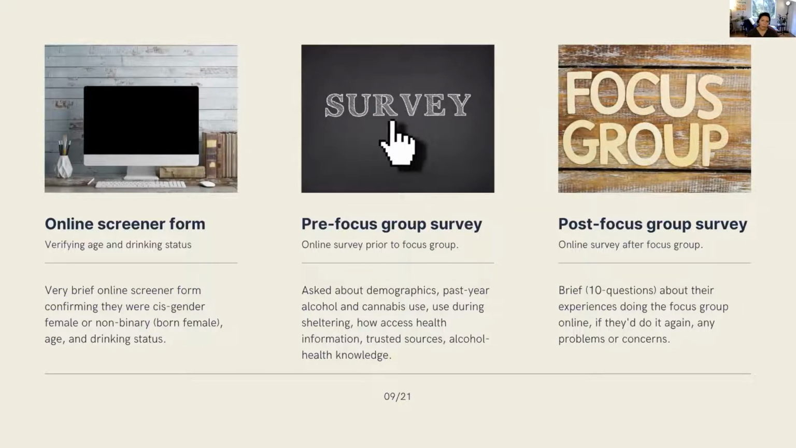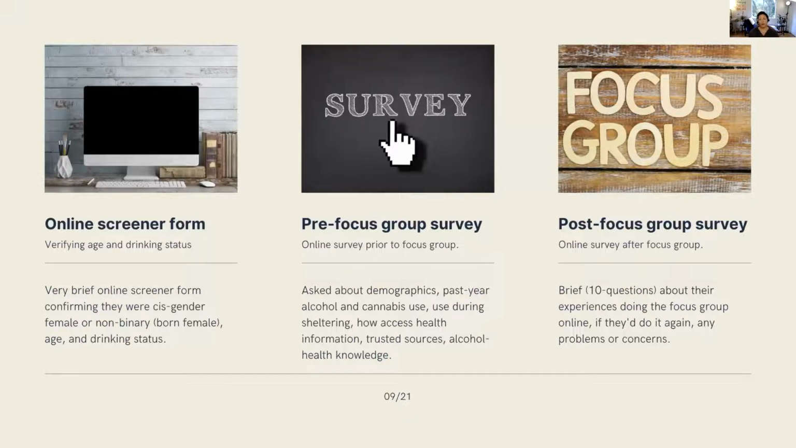Really the meat of our quantitative data collection came from our pre-focus group survey, because we asked more questions about demographics. We asked about their past year alcohol and cannabis use, their use of substances while sheltering. We asked about how they access healthcare information, who they trust for healthcare information, who they don't. And we also asked some general questions about alcohol and health and their understanding of it, and some questions about alcohol and breast cancer in particular.